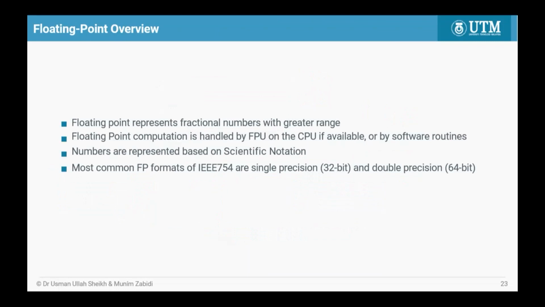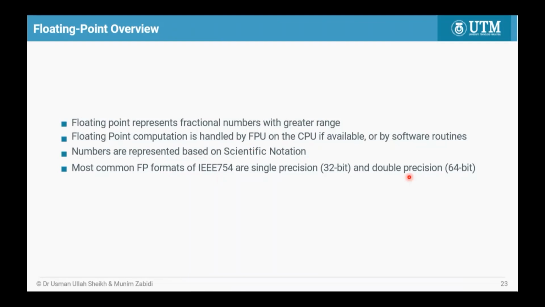So this is a floating point. The floating point represents the fractional number with a greater range. Floating point computation is handled by the FPU, which is a floating point unit on the CPU if available, or by a software routine. Numbers are represented based on the scientific notation. Most of the floating point formats of IEEE 754 are either single precision 32-bit or double precision 64-bit. If you're going to represent a number with a greater range of fractional numbers, we can use floating point numbers.